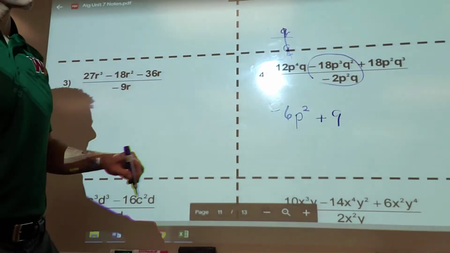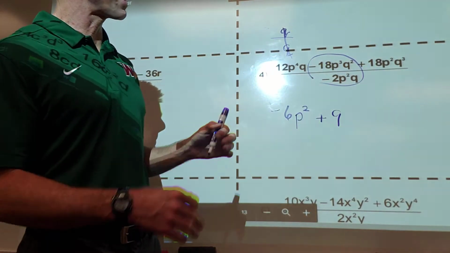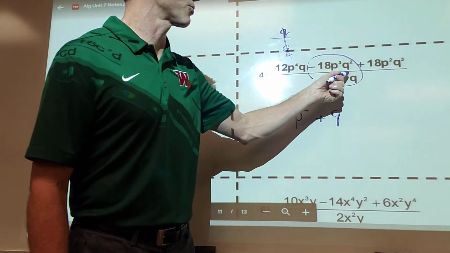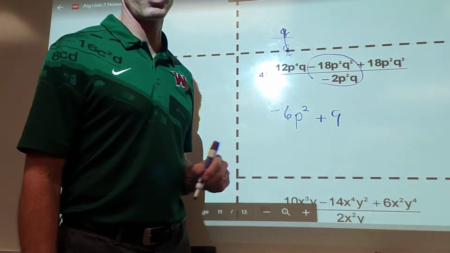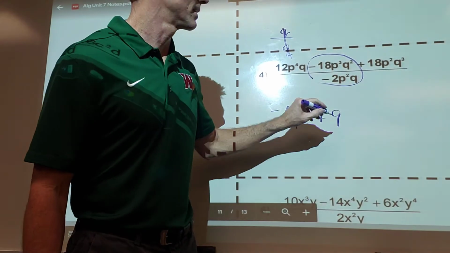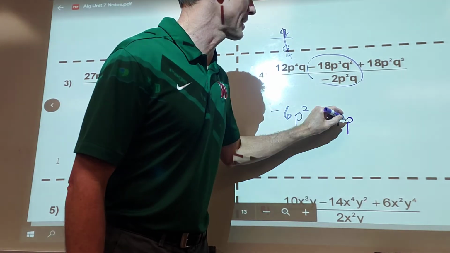Let's look at our variables. We have 3 p's up top and 2 p's on the bottom. So these 2 p's will cancel with 2 of those. If I had 3 up top and I cancel 2 of them, I would have 1 p left over.